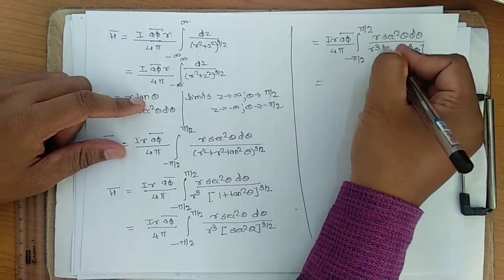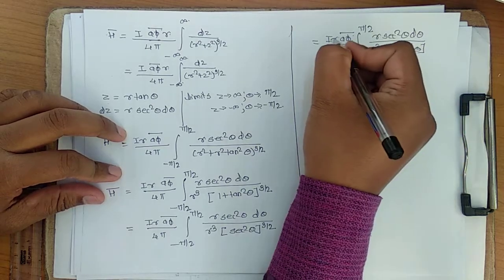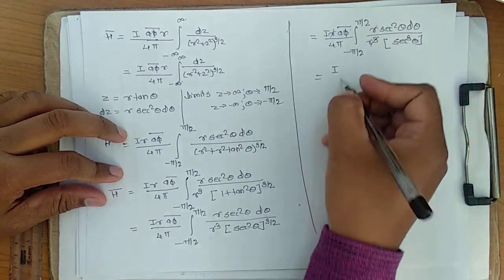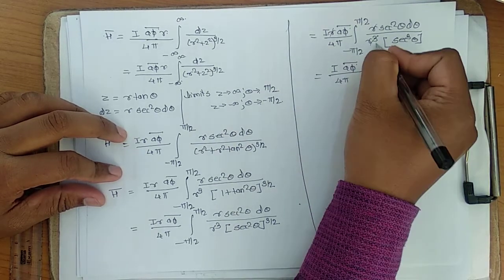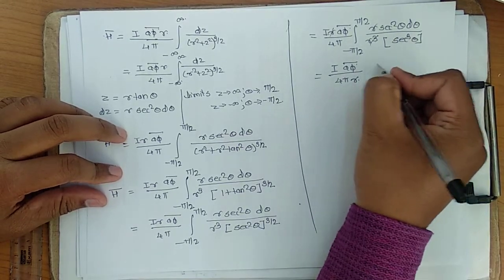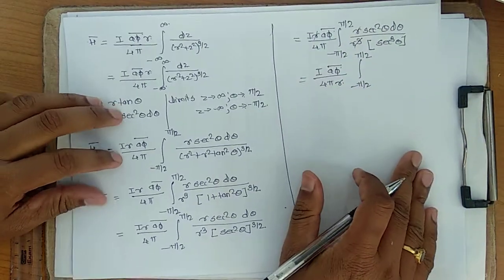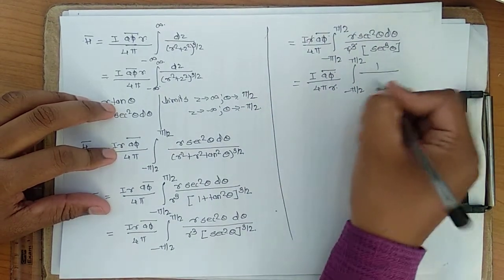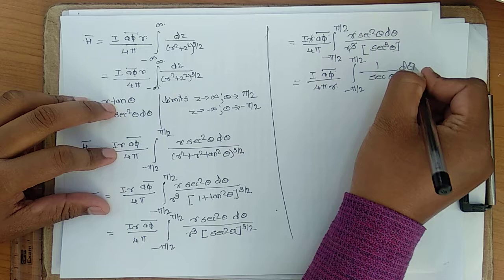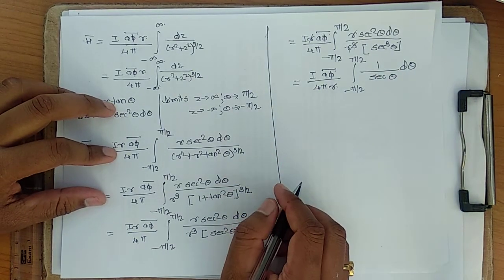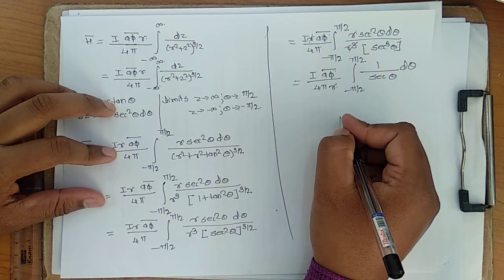Now what will get cancelled? This r square is there, so 1 by r will remain. So I a phi bar divided by 4 pi r, with the integral from minus pi by 2 to plus pi by 2. Now what will remain here is 1 upon sec theta d theta. And what is 1 upon sec theta? If you are calculating 1 upon sec theta, it is cos theta.